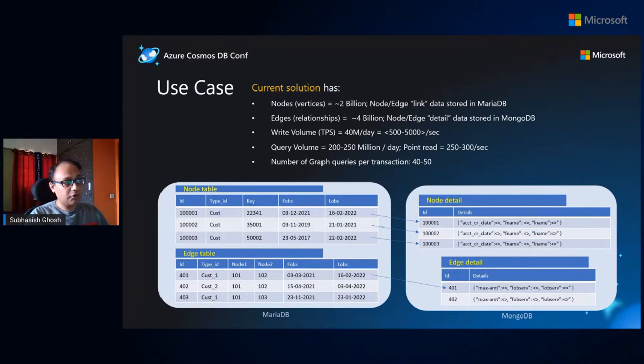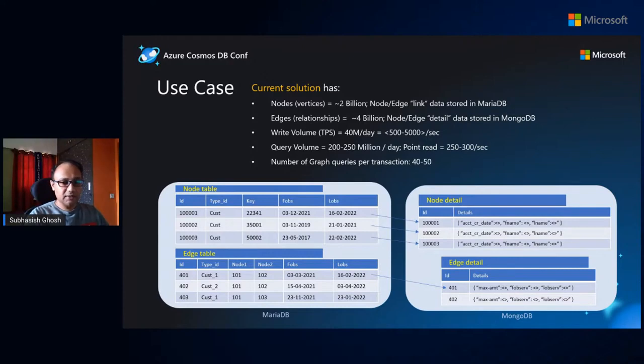That's the write volume, and the query volume is a mixture: mostly in-partition queries and some point reads, but also upserts. So it's more write heavy, but with some query volume as well, where you have some complex queries and a lot of point reads. The point reads were around 250 to 300 TPS per second, and the number of graph queries per transaction used to vary between 40 to 50.